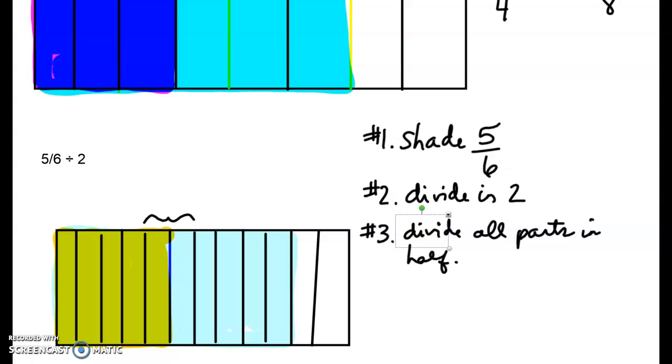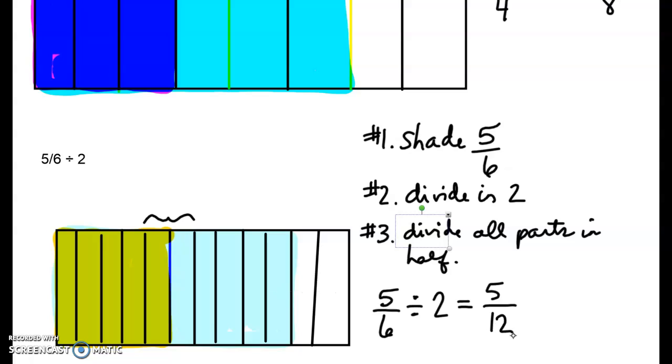And so our final answer, the part that's shaded kind of a dirty yellow there, 5/6 divided by 2 is equal to 1, 2, 3, 4, 5 dirty yellow pieces out of a total of 1, 2, 3, 4, 5, 6, 7, 8, 9, 10, 11, 12.